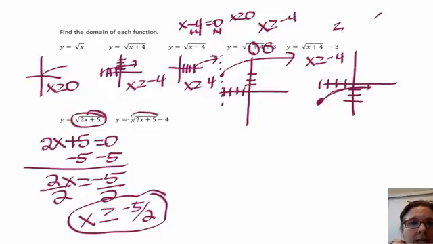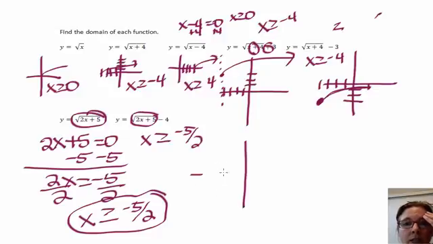Same with this one, because all this is going to do is shift it down 4. So all this did was shift it left 5/2, okay, which is the same as 2.5. All right, so over here, you're going to do the same. Your domain is x is greater than or equal to -5/2. Your graph would look like this.